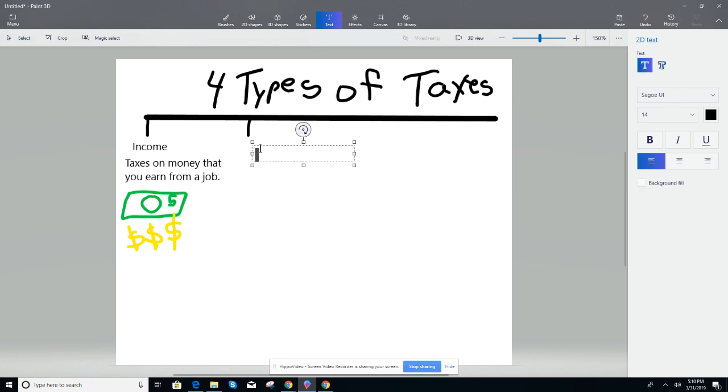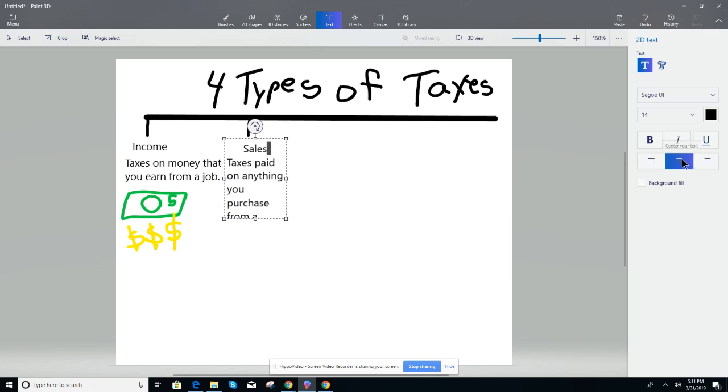And a sales tax is tax paid on anything you purchase. If it's a candy bar, clothes, a car, whatever it is, it is called sales tax. Okay, let me make that smaller. So it's anything that you purchase from a business.